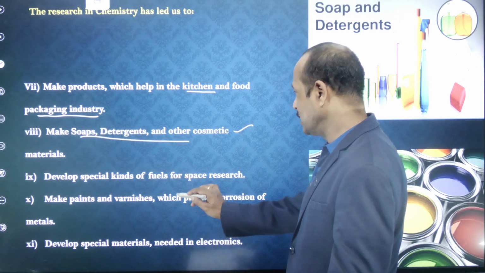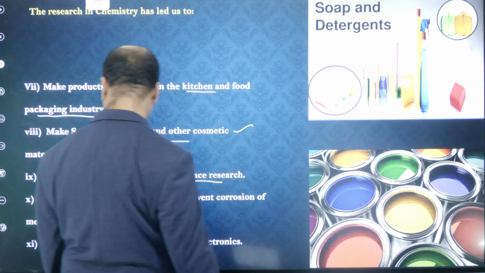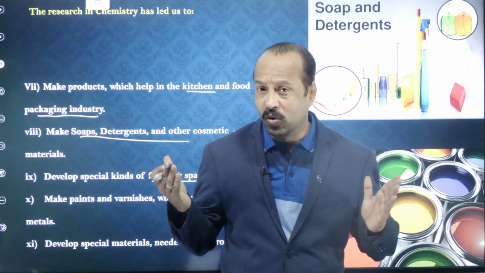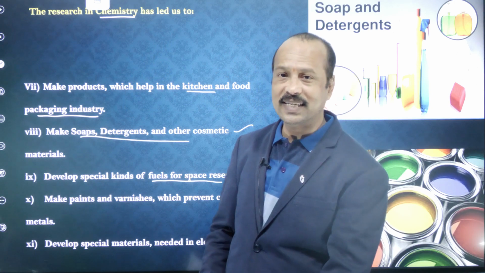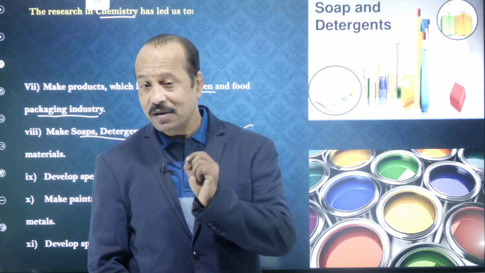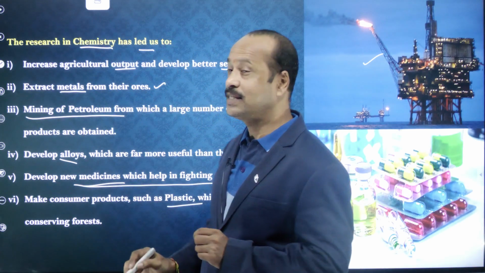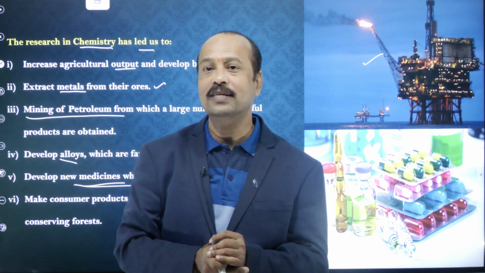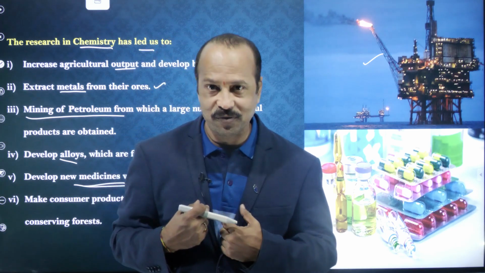Okay, and fuel for space research, paints and varnishes, developing special materials needed in electronics. So all these things are the result of research in chemistry. Now imagine if all these things were not there. Now what I explained to you, if all these things were not there, how would our life have been? Imagine. Yes, so chemistry plays a very, very important role in our life, right?